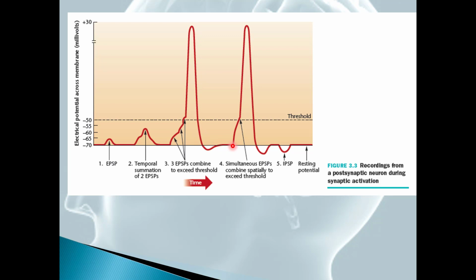Now here we have 3 simultaneous EPSPs. In order for 3 EPSPs to occur at the same time, they have to occur in different places. So we have simultaneous, which would be spatial summation. We get to threshold, so we have an action potential. And here's just showing you an IPSP, again moving you farther away from threshold.